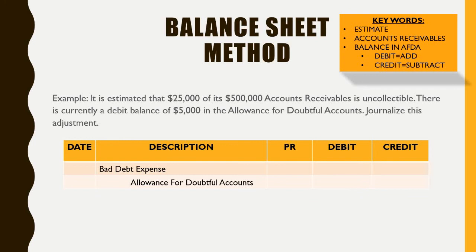So in this case, my end goal is my estimated amount. I need to be at $25,000 in the allowance for doubtful accounts. That's my end goal. But right now, I have a debit balance of $5,000. If my end goal is to be $25,000 on the credit side, how much do I need if I'm currently on the debit side for $5,000?